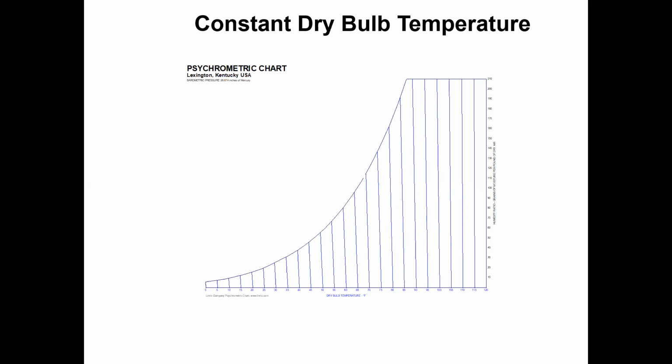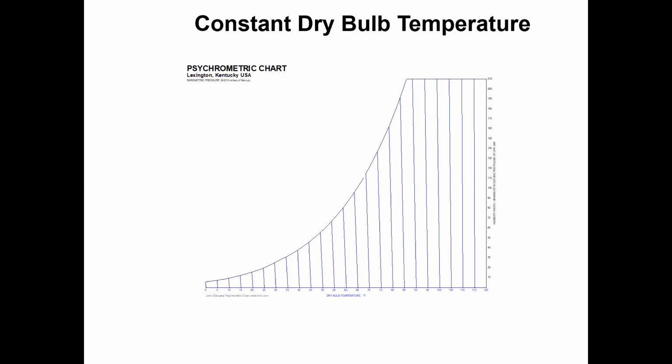On this screen you can see the blue lines. The bottom x-axis shows the dry bulb temperature, starting from 0, 5, 10, 15, 20, 25, 30, 35. The lines going vertically up indicate the dry bulb temperature, so at any temperature you can read the dry bulb temperature here. On the y-axis, the black curve is the humidity ratio.